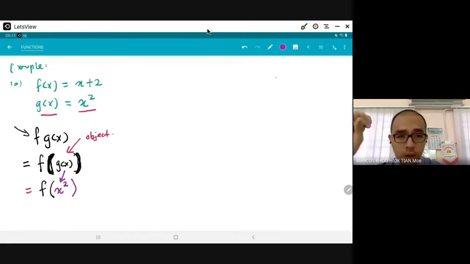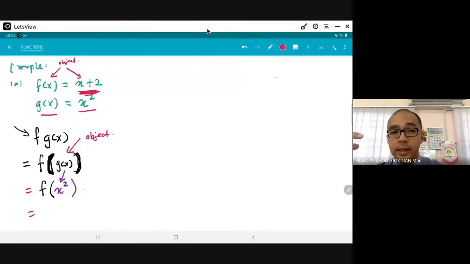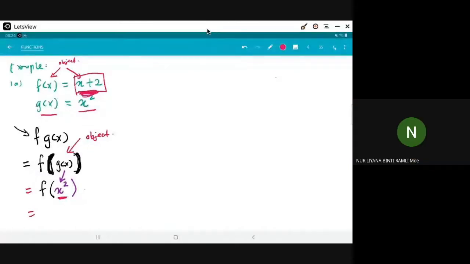Okay, so now let's look at the function f. So f(x) is x plus 2. And as I said previously, if this is the object, it must masuk di sini. Since now my object is x squared, what is my image going to be? How would I substitute this f(x) inside this image over here? Anybody? Now my object is x squared. So what should I do with this equation? Expand.